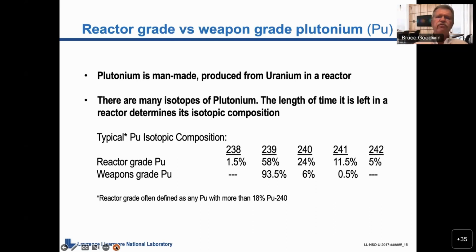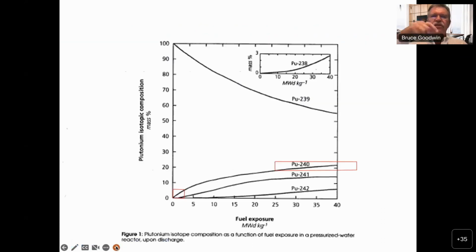So typical compositions are shown here. Reactor grade has a lot of 240 typically, and less 239, 239 being the good stuff that you like for a nuclear weapon. Whereas weapons grade has 93.5% 239 and only about 6% 240, and the other isotopes are negligible. If you read definitions of reactor grade, it's often defined as anything with more than 18% plutonium 240.